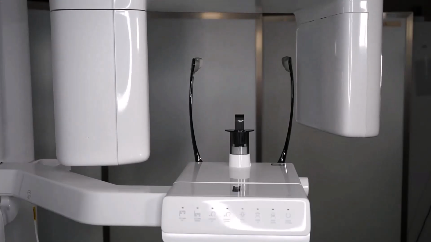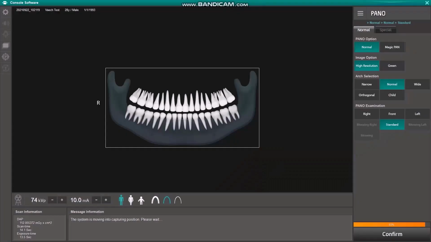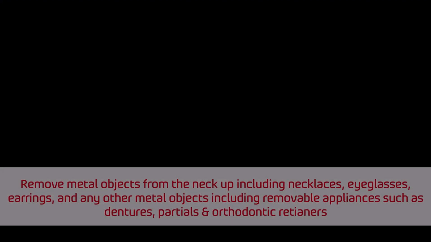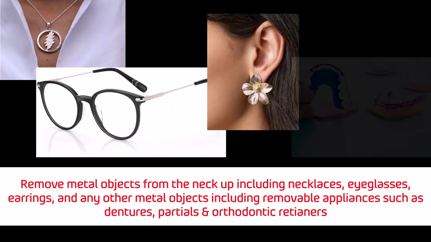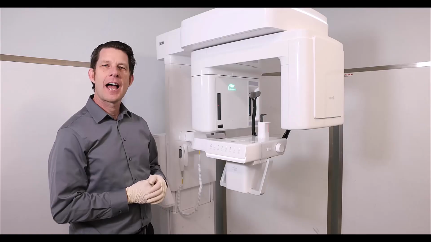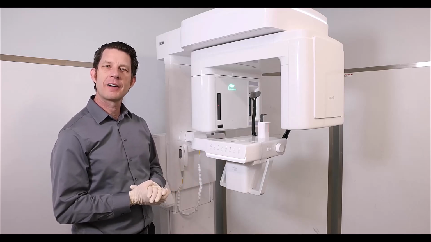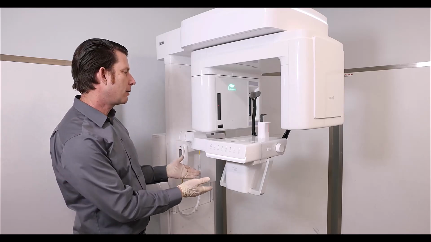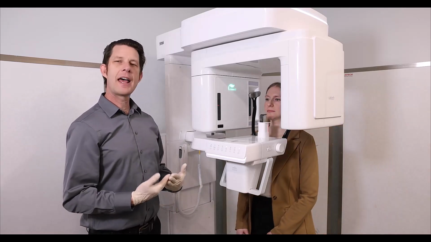The next step is to allow the machine to rotate to the acquire position, and then we can position our patient. In preparation, have the patient remove all metal objects from the neck up, including necklaces, eyeglasses, earrings, and any other metal objects. I've hit confirm on the console window and we're ready to bring our patient back into the device. So I'll bring my patient back over and have them stand up straight, please. So kind of straight and tall at attention.